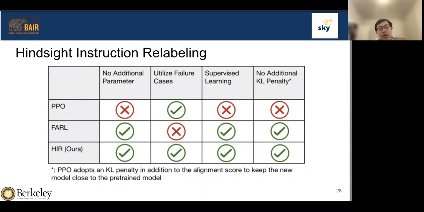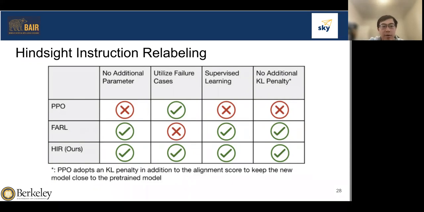Basically, we can see that both the final answer RL and our paper do not have any additional hyperparameters. And they both utilize supervised learning, unlike the PPO algorithm. And there's no additional KL penalty introduced in either our algorithm or the final answer RL algorithm. But one thing different between the final answer RL algorithm and ours is that it works as follows: you sample a bunch of experience, and then you filter out the incorrect responses. You only keep the correct ones, and then you do imitation learning. This is what they call the final answer RL.